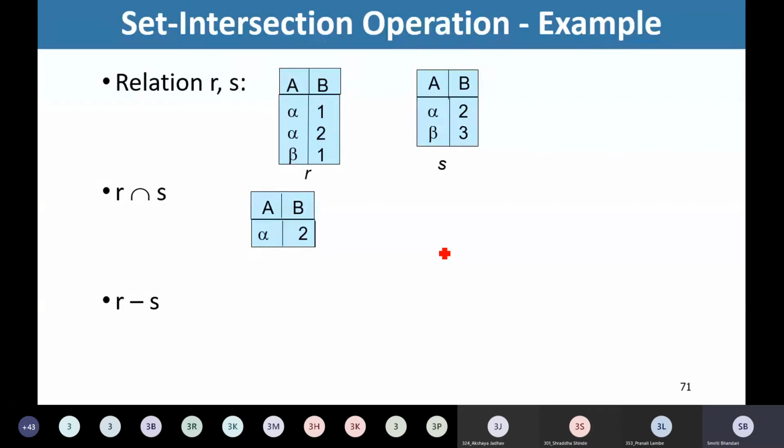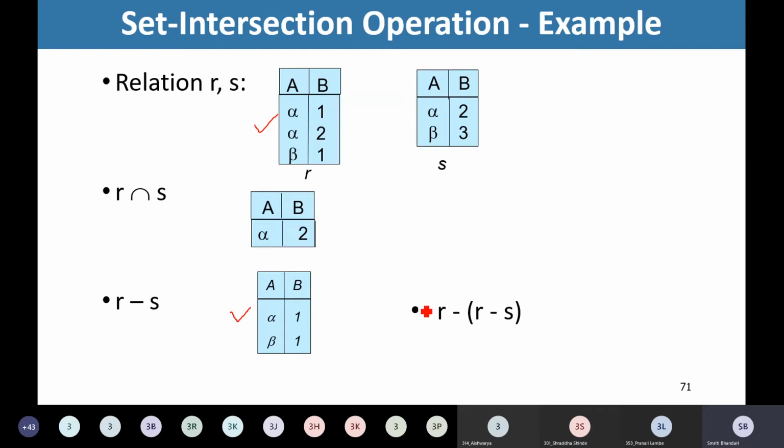Alpha 1, beta 1. Yes, correct. So we are having alpha 1, beta 1 as the output of our set difference S. Right? And now if we try to compute R minus S, then what would be the result? What is R? R is this given relation. And what is R minus S? We have computed this relation R minus S.